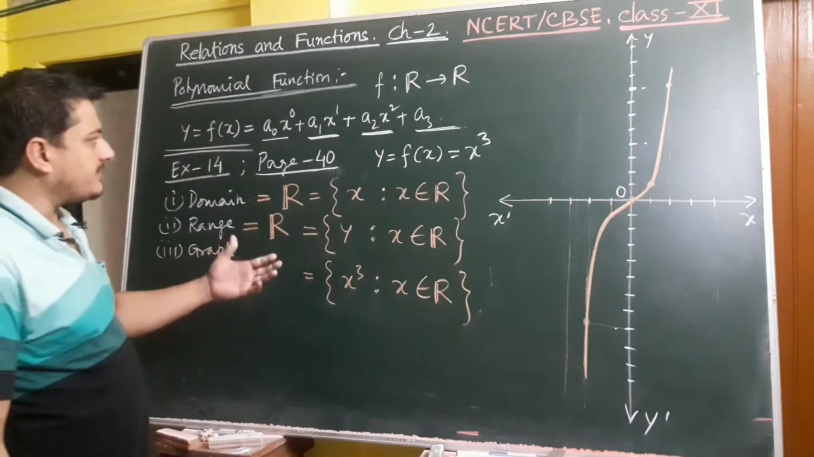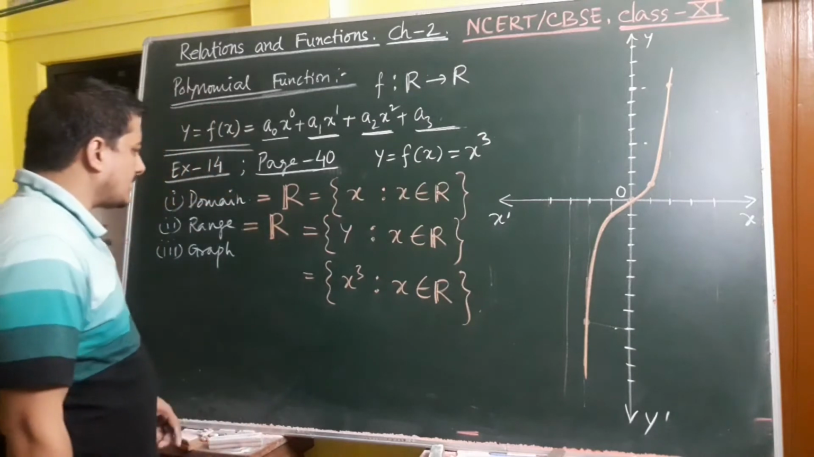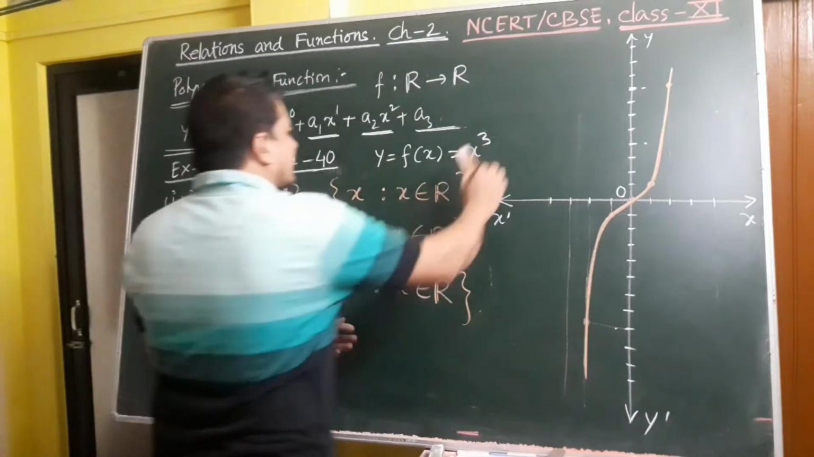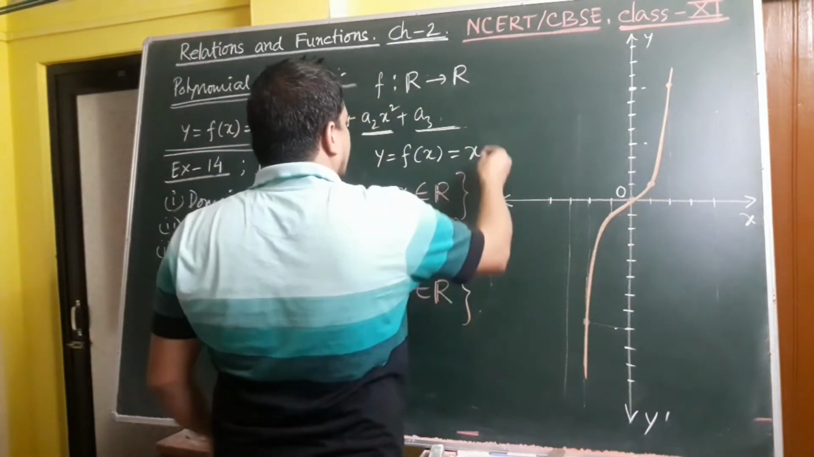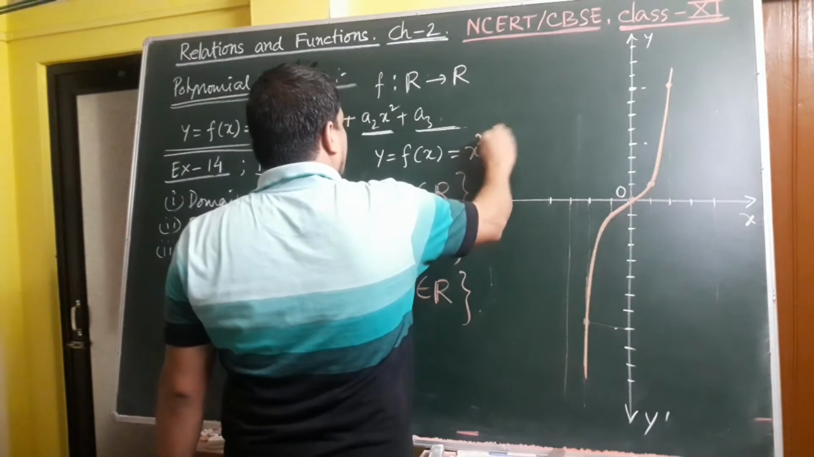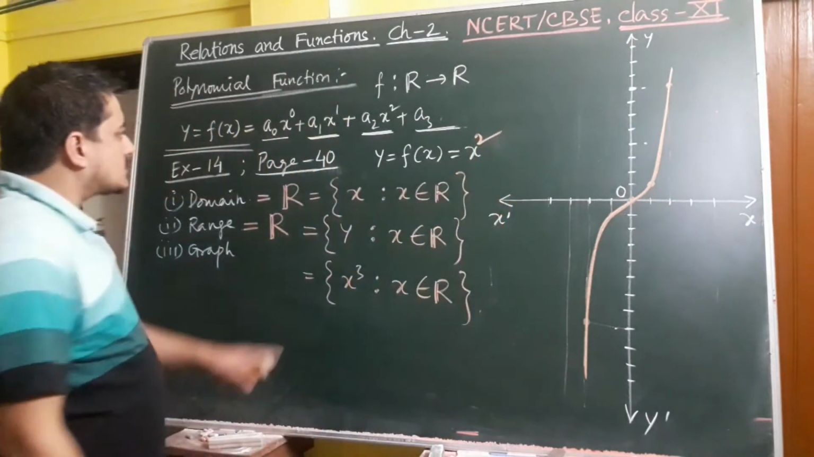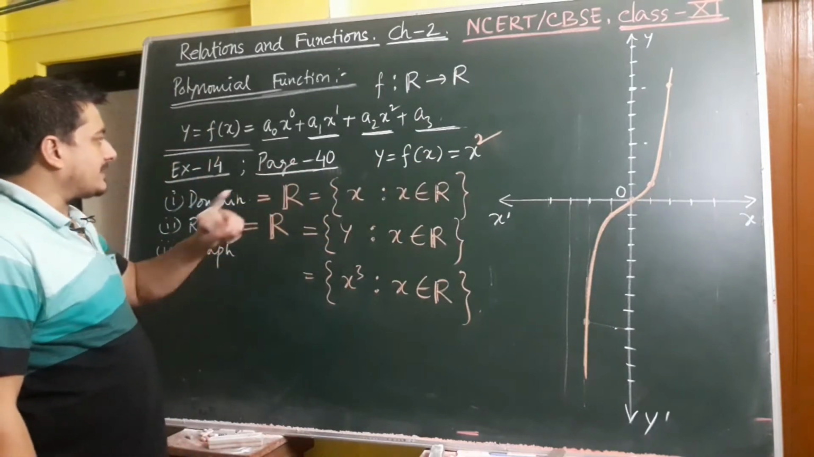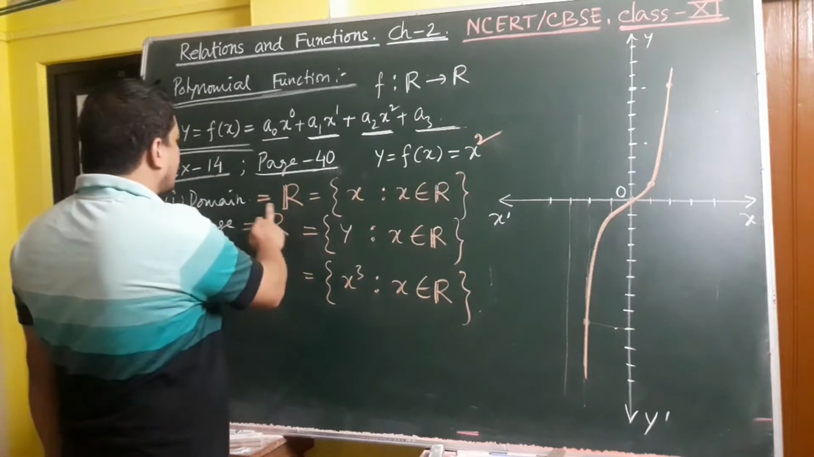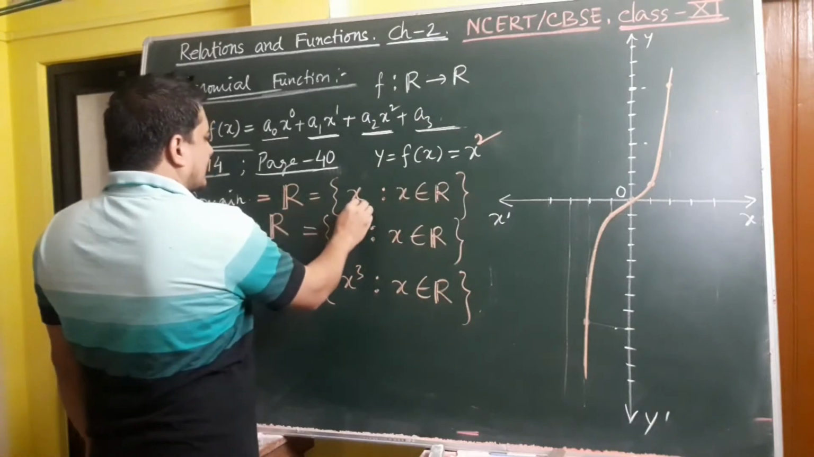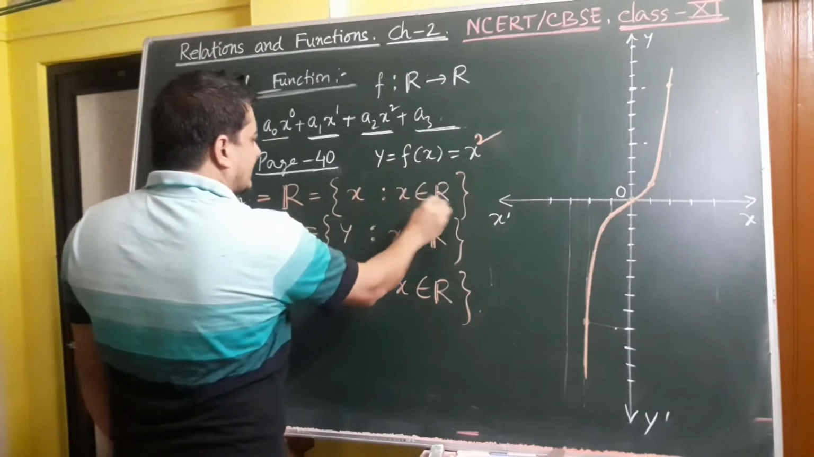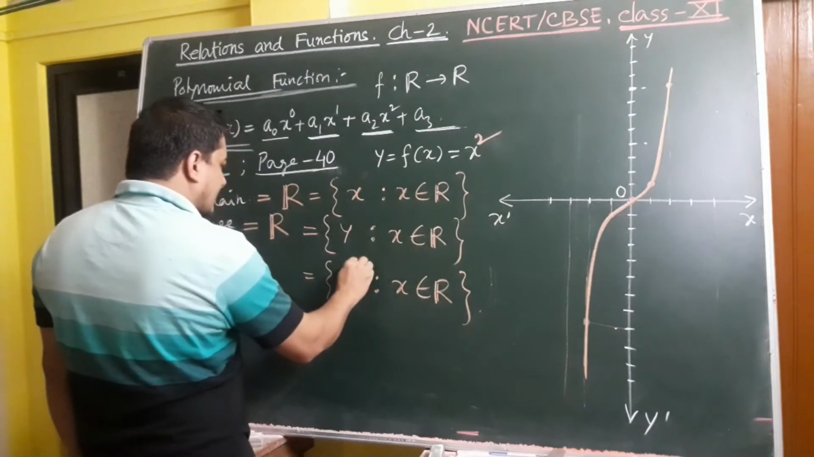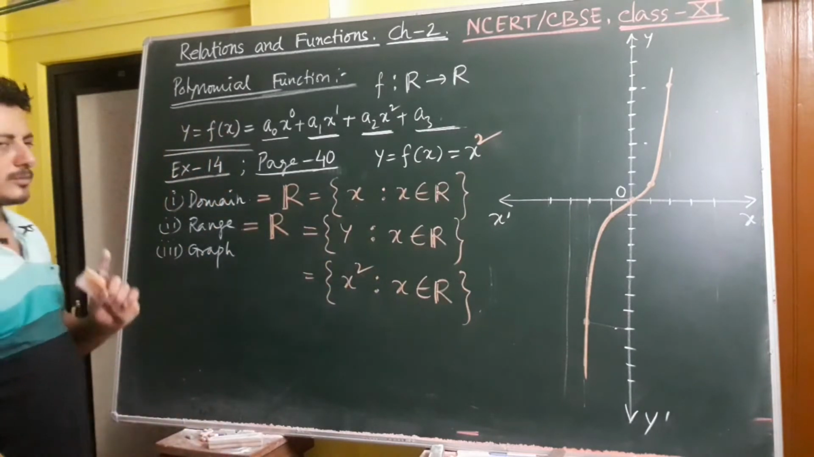Okay, now for the previous one, means y is equals to x square. For y is equals to x square, what will it be? I don't know whether I have told you about the domain or not. So the domain of y is equals to x square, the previous function, example 13, you will write exactly like this. This will be x and x belongs to R, and here y, x belongs to R, and here it will be x square. So that's all, domain and range.